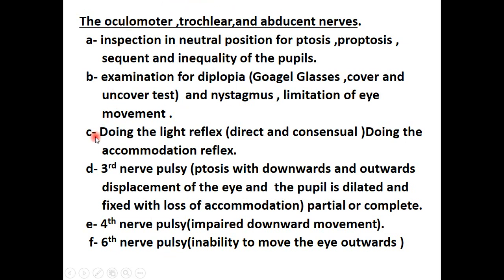Number 3, doing the light reflex. This is part of the third, fourth and sixth cranial nerve examination. The light reflex includes the direct light reflex and the consensual light reflex. And then doing the accommodation. In the direct light reflex, we see constriction of the pupil when applying light, which means the third cranial nerve is intact, as it supplies the pupil. And for the consensual, we look at the other side.